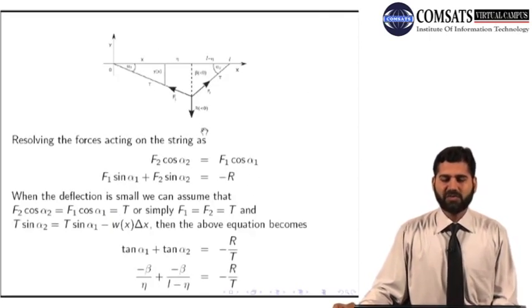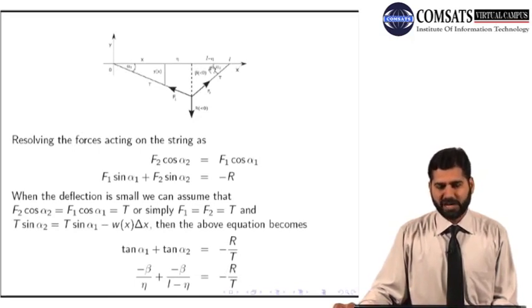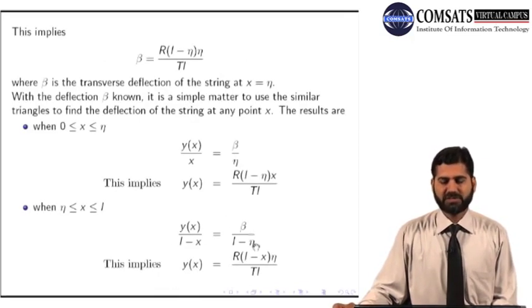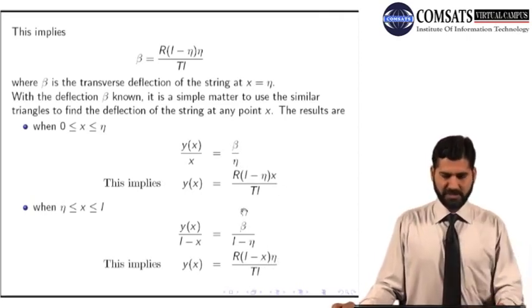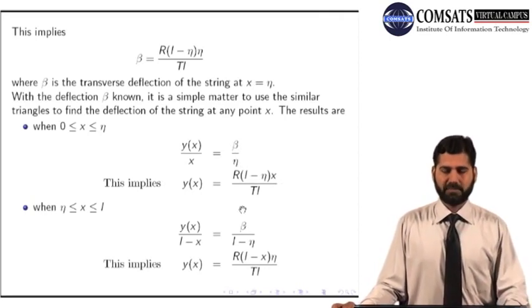This is your y of x. And if you are on the right hand side, if your x is between eta and L, then of course we can use similar triangles. Then y over L minus x will be equal to beta over L minus eta. So this will be your y of x. All right, so all you are getting is, see, you are getting x here, and in this case you are getting eta here. Here eta is inside, x is outside; here x is inside, eta is outside. All right, so let me explain you a bit on an empty slide.